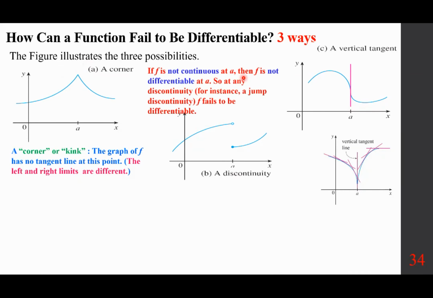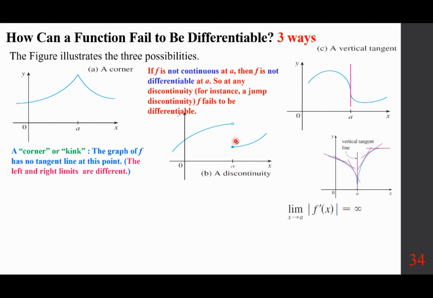If f is not continuous at a, then f is not differentiable at a. So at any discontinuity, for instance, a jump, f fails to be differentiable. So again, for this point, where do you draw the tangent line? Discontinuity can't do the job.